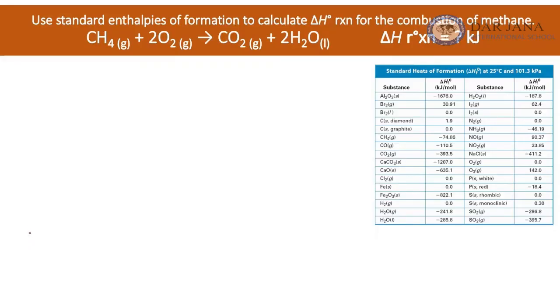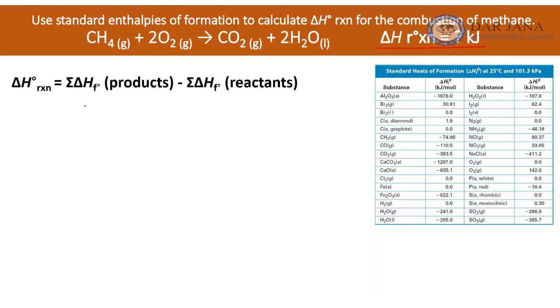Now, let's consider another example. Use standard enthalpies of formation to calculate the delta H for the combustion of methane. CH4 gas plus 2O2 gas produces CO2 gas plus 2H2O liquid. To calculate the delta H of the reaction, we have to use the formula. Delta H of the reaction equals the sum of the delta H of formation of the products minus the sum of the delta H formation of the reactants.